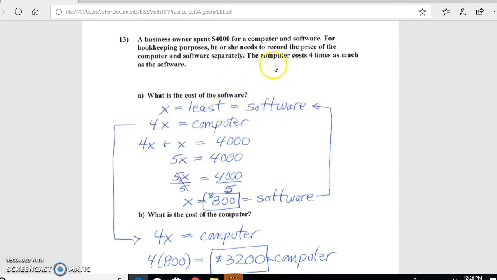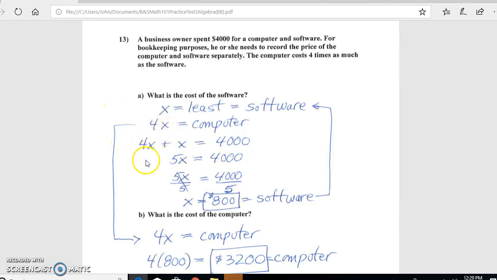And then, because we're told the computer costs 4 times the software, 4 times X, or 4X, is going to be the cost of the computer. The computer is 4 times the cost of the software. So now we have the cost of the software and the computer in terms of X. So we're going to add these two together.